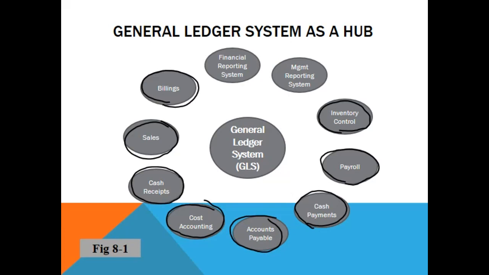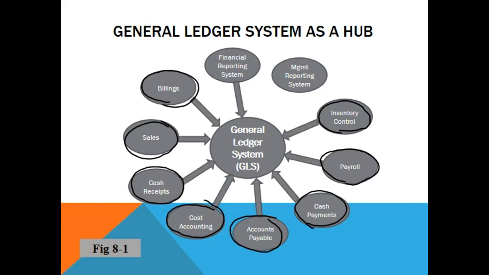And these are all examples of subsystems or modules that will eventually be summarized and fed into what we call the general ledger system. So the summaries of these transactions flow into the GLS. And what happens after that is that they become sources of input for the management reporting system as well as your financial reporting system.